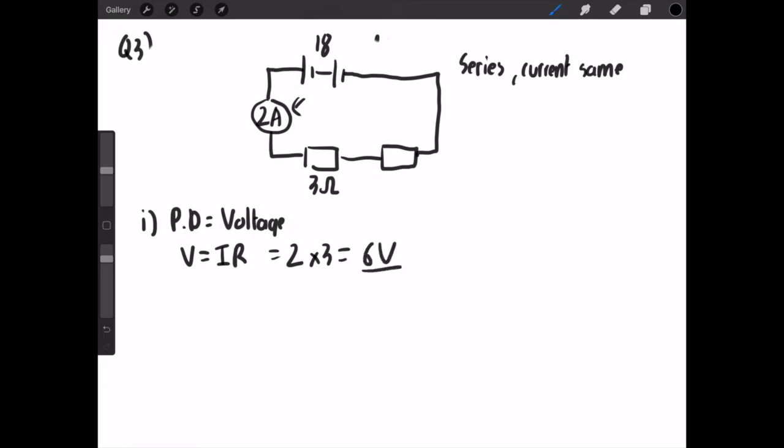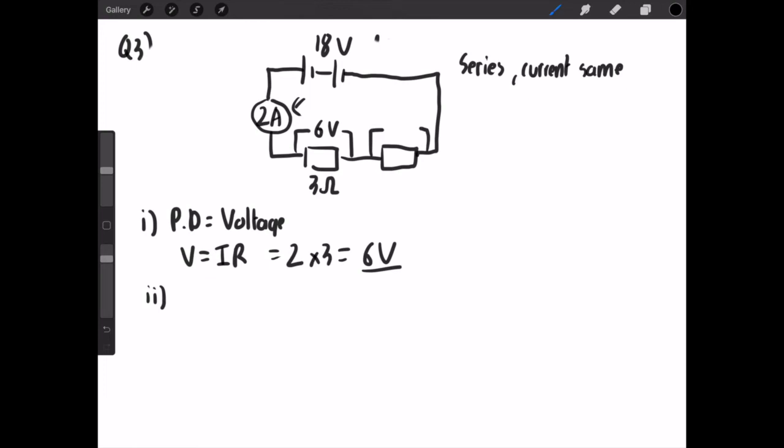Now, what I would always do with these types of questions is write that on somewhere. It can help you. As soon as you work something out, write it in the circuit. Part 2, calculate the potential difference across Y, across the other one. So we've got another voltage across here.